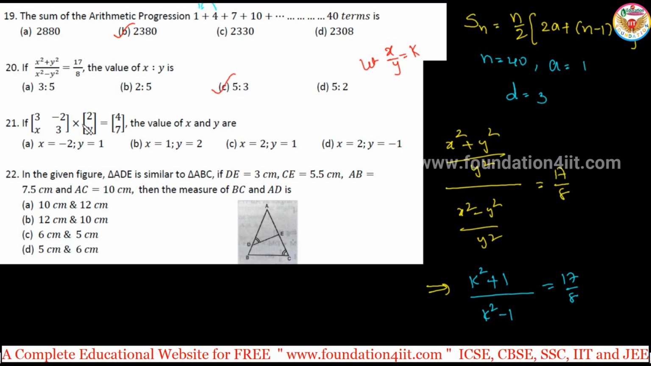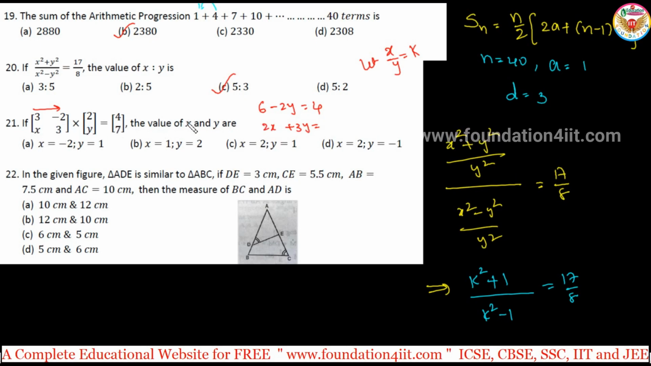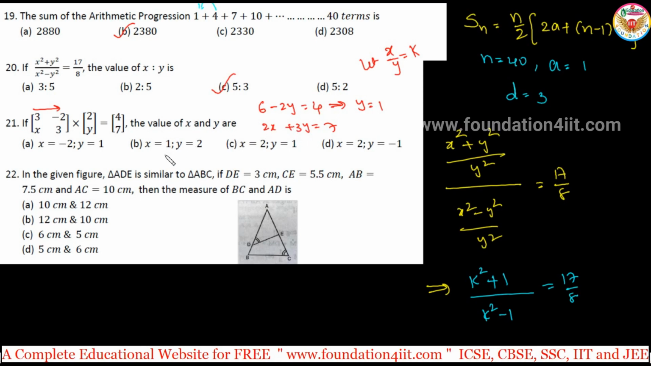Right, and next one, the product of this is x and y. So first row, first column: 3 into 2, 6, minus 2 into y, minus 2y is equal to 4. From this you will find the y value. Next, second row, first column: 2x plus 3y is equal to 7. From this you will find the y value. So the y value will be 1. Then substitute the y value here, you will get the x value. Okay, then x is 2 and y is 1.